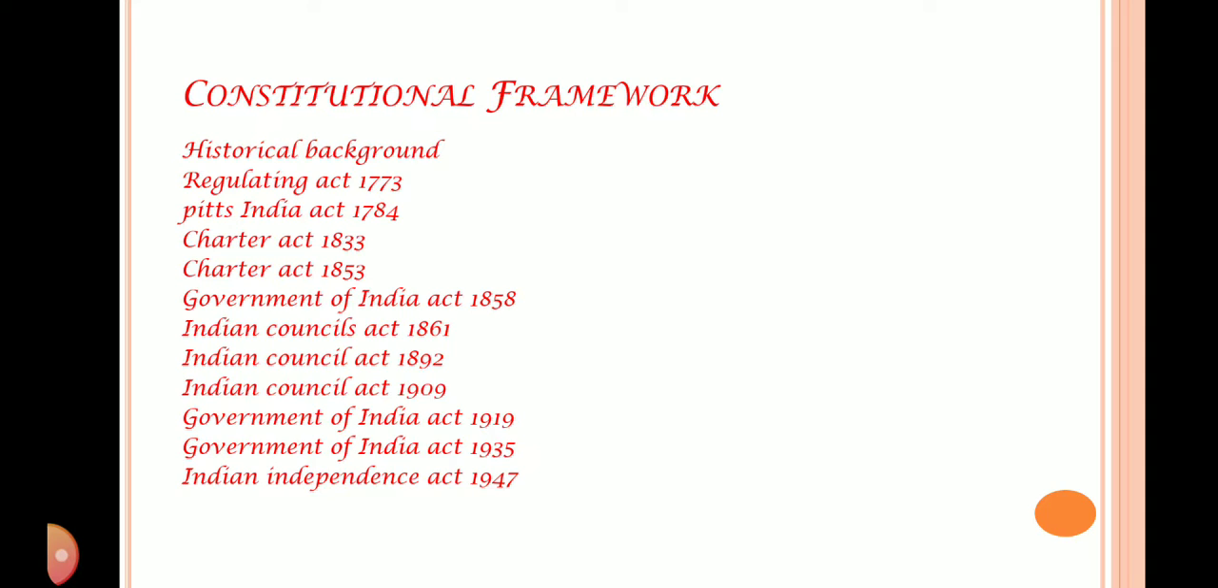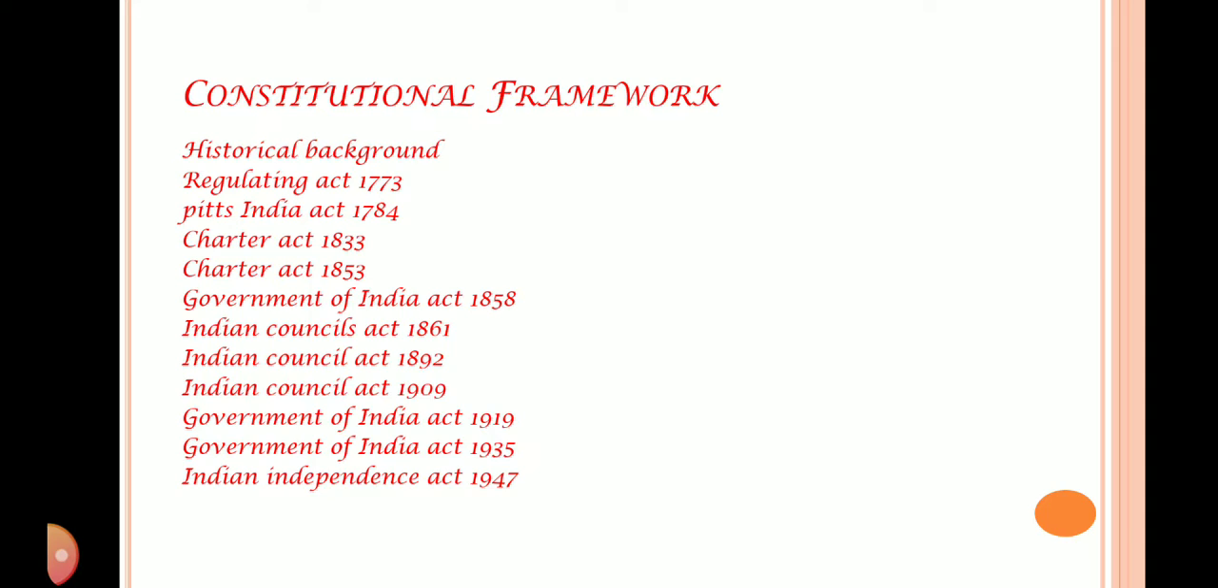Next one, Indian Councils Act 1909. This act was popularly known as Morley-Minto Reform. Lord Morley was then Secretary of State for India. Lord Minto was the then Viceroy of India. It changed the name from Central Legislative Council to the Imperial Legislative Council.